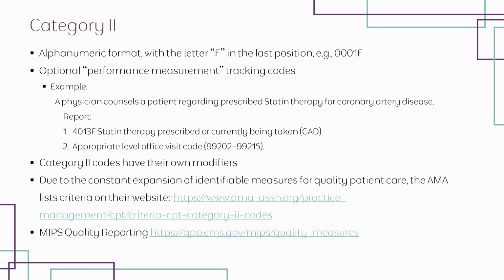So in summary, your Category 2 CPT codes will serve as valuable tools for tracking performance and quality of care. While they are not directly tied to your reimbursement, they are important for providers that are participating in your quality reporting programs.